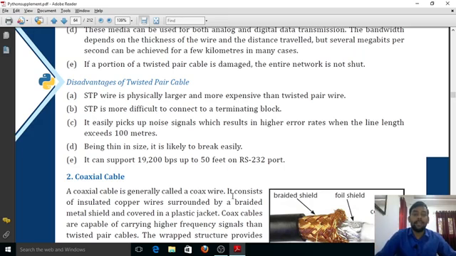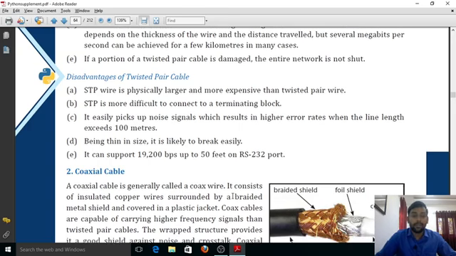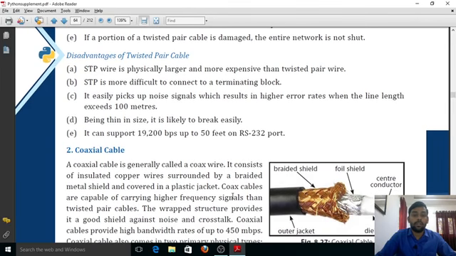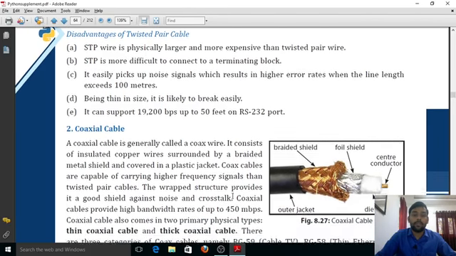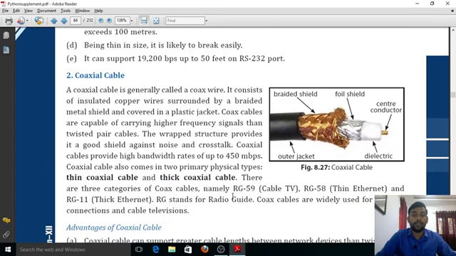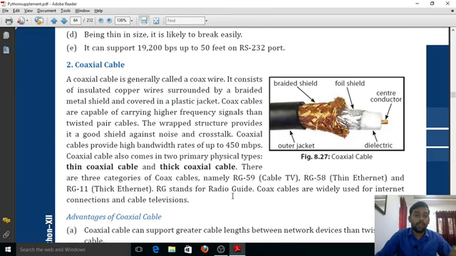And it easily picks up noise signals and results in higher error rates when it exceeds 100 meters. Of course, there will be a problem when it travels a long distance. We need the help of repeaters. Being thin in size, it is likely to break easily. Of course, it's flexible as well. It can support 90 to 100 Mbps up to 50 feet. So these are the advantages and limitations of twisted pair cable.